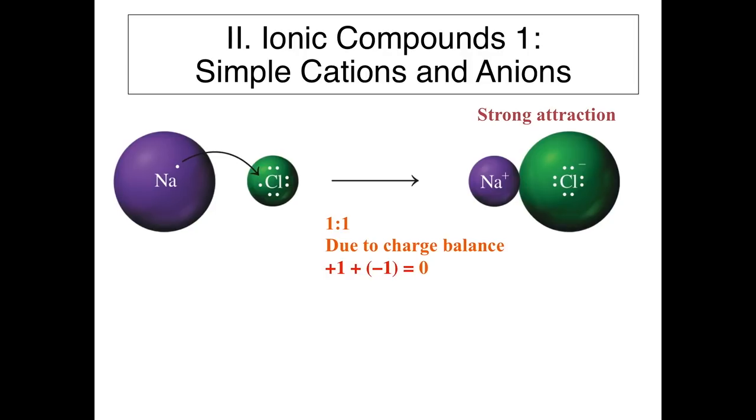To annotate that when sodium and chlorine come together in a 1-to-1 fashion, we use subscripts. We can write sodium subscript 1, chloride subscript 1. But remember that whenever there's just a 1 in a subscript or a superscript, we kind of ignore it. So we can simply write this as NaCl without the subscript, and everyone would understand that this ratio is 1-to-1. The 1 is understood to be there.